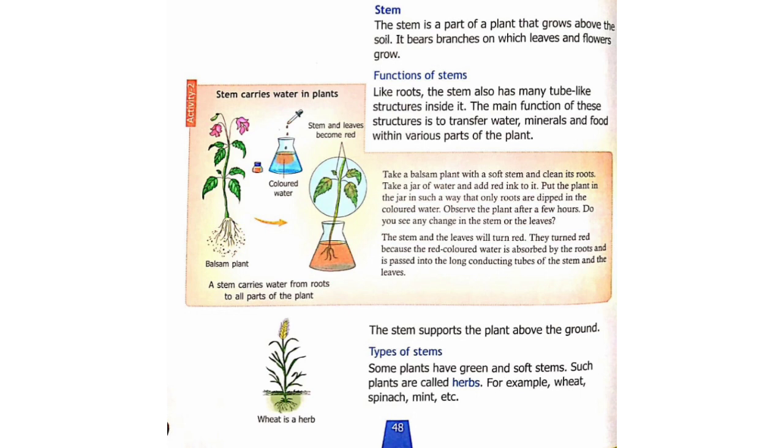Now children, once again we'll be revising the functions of stem. Likewise roots, the stem also has many tube-like structures inside it. The main function of these structures is to transfer water, minerals and food within various parts of the plant. As the root supports the plant below the ground, in the same way the stem helps to support the plant above the ground. Now children, come to another most important part of the plant, that is known as leaf.